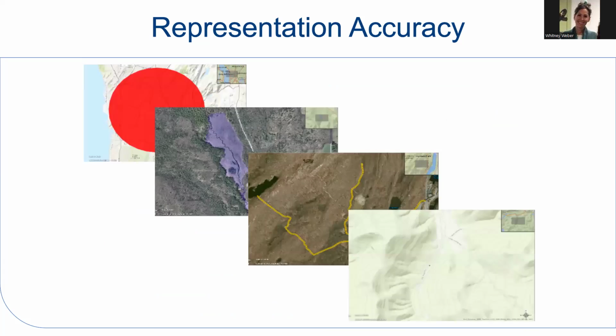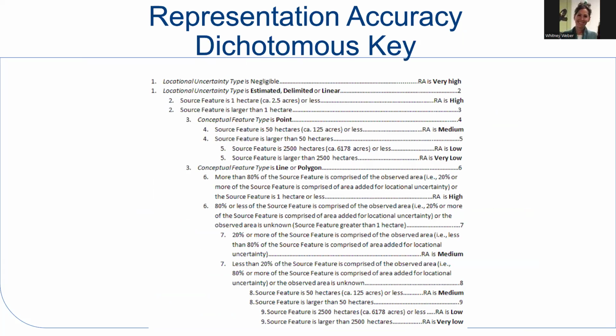So we have these 4 different examples. We can assume this is very high. We can assume that's very low. For this one, we really don't know, nor do we know for this one. So that's why we have representation accuracy to help us define that. We have a representation accuracy dichotomous key that helps you define that accuracy value.